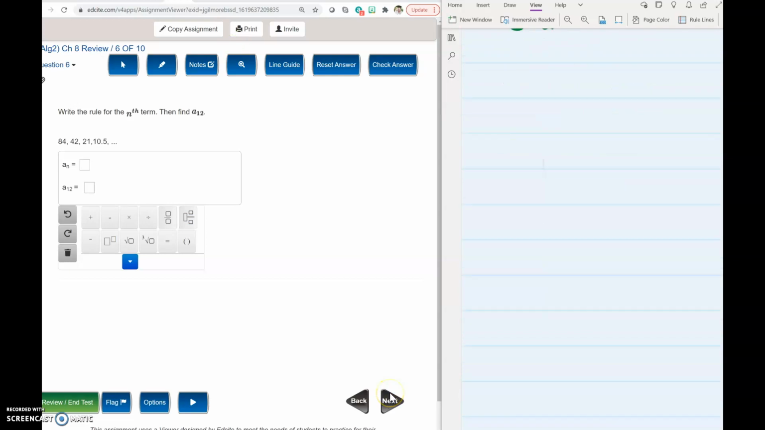Again, write a rule for the nth term. This time I'll bet it's geometric. To go from 84 to 42, down to 21, down to 10.5, this looks like divided by 2. And remember, divided by 2 is the same as times 1/2. You're taking half each time.